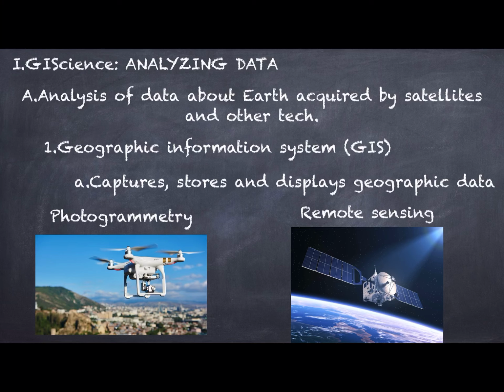The difference between the two is photogrammetry is devices that are used closer to the Earth's surface. Remote sensing is when you take photos that are far away from the Earth's surface, and that's why I have an image of a satellite there up in outer space.